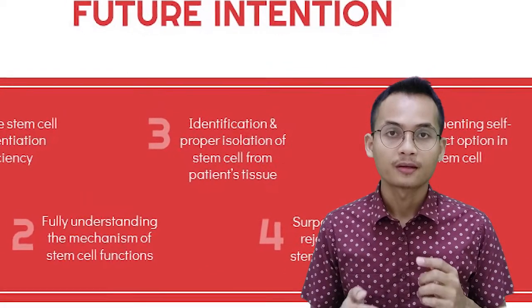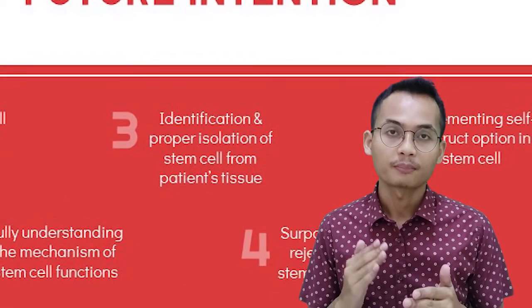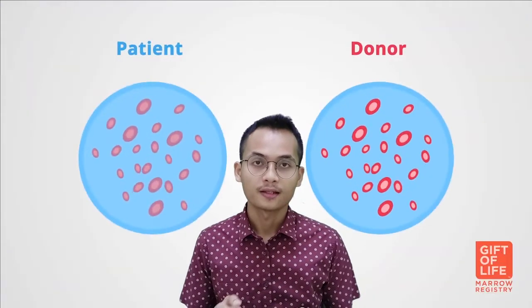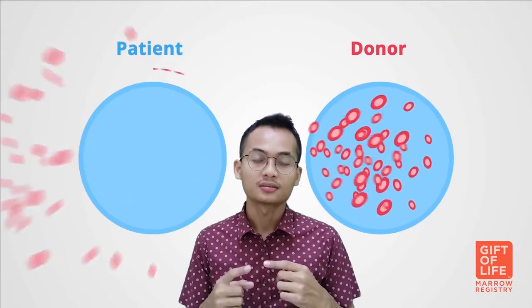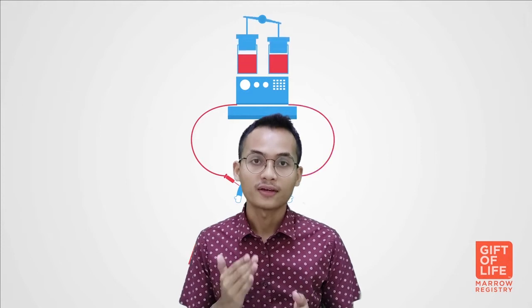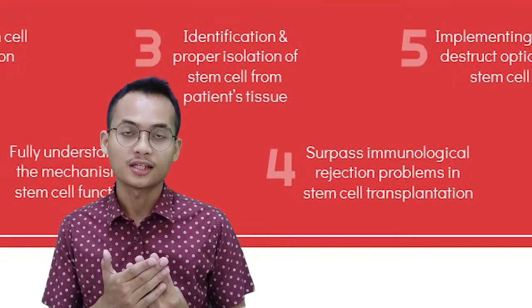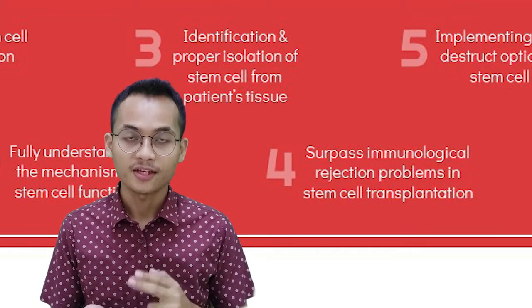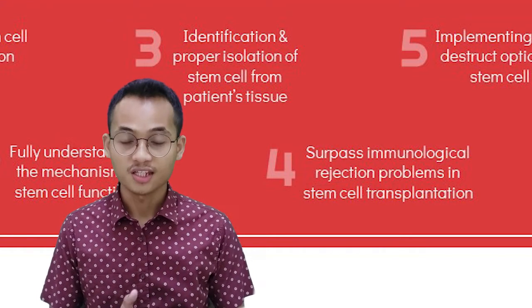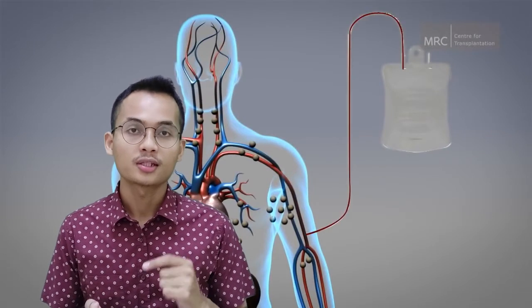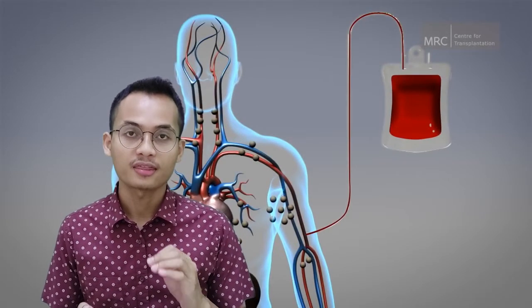The third one is to identify and properly isolate stem cells from the human body. This is also important in transplanting stem cells from donor to patient more effectively. The fourth intention is to surpass the immunological rejection faced by patient and donor. This is needed to reduce the risk of death and negative effects towards patient and donor.